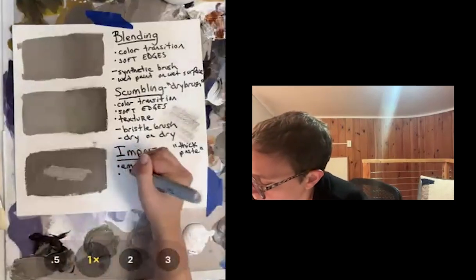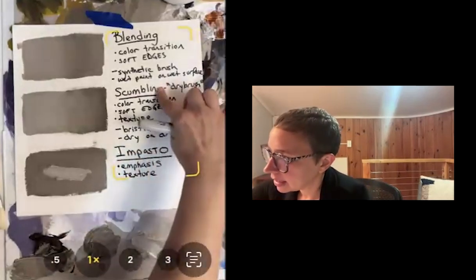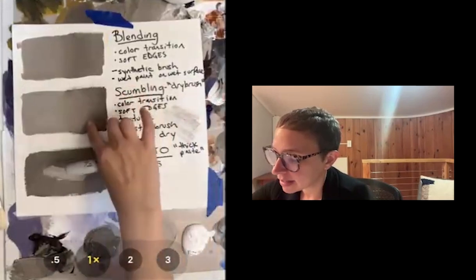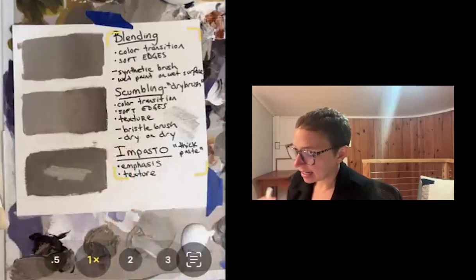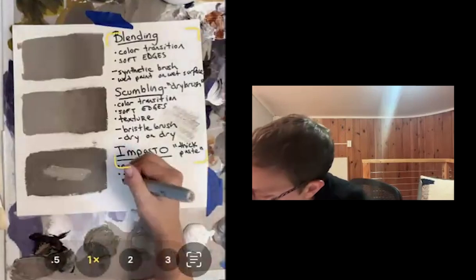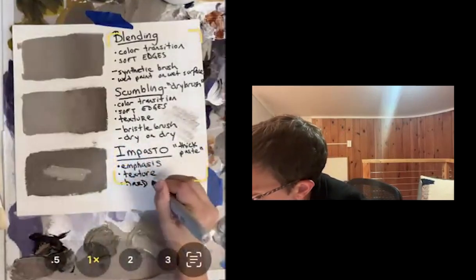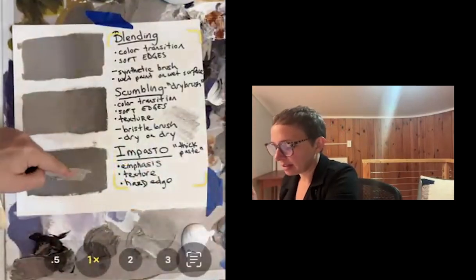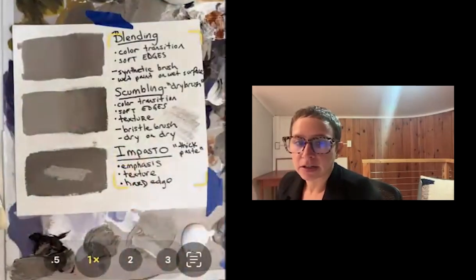Another thing you could use it for is texture, but this texture is very different than scumbling, right? Scumbling is visual texture, meaning it looks like texture, but it doesn't feel like texture. Actual texture, once this dries, I could run my finger on it and it'll feel like what it looks like, right? And then the last thing that it would do is it would create a hard edge. So if you want an edge to be really noticeable and not be soft, really a difference between this edge, and draw attention to it, you could use impasto, right?